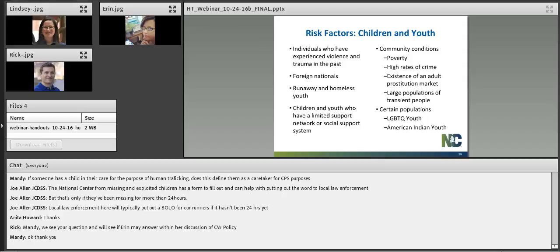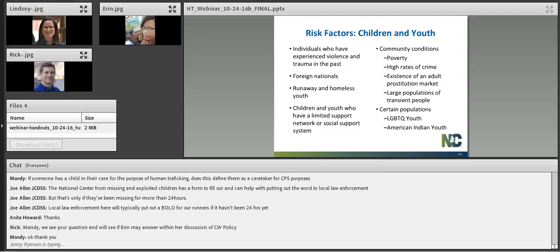Conditions of vulnerability and risk for those who are foreign nationals. They may face unique challenges that make them more susceptible to exploitation, including language barriers. They might not be familiar with their surroundings or with their laws and their rights, and they may have a different cultural understanding or cultural framework that they're coming from.